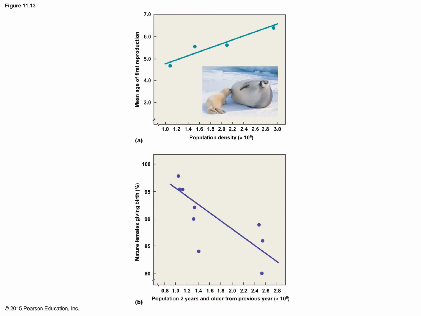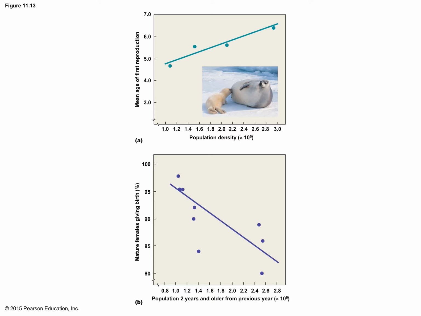So here we have in panel A, population density, and again, note that's times 10 to the 6th, so these are some large numbers, right? And here we have mean age of first reproduction. You can see that as population density goes up, there's a positive correlation with mean age of first reproduction. And so at higher densities, you have females waiting longer to reproduce. At lower densities, they're reproducing sooner.